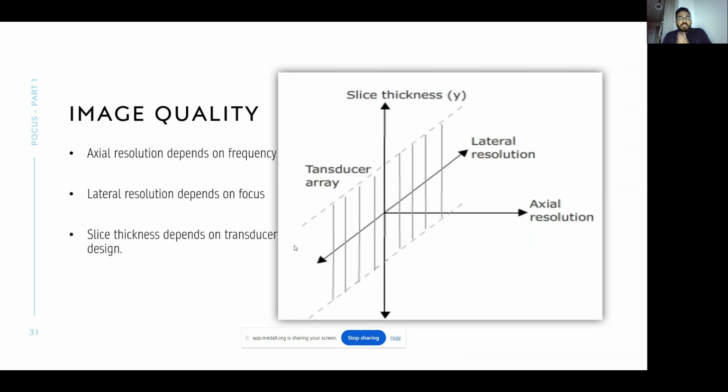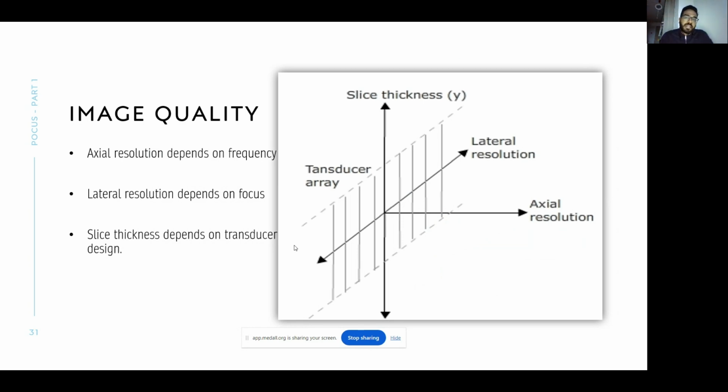So what are the things that really affect the image quality? The image quality will depend upon the axial resolution. So what is axial resolution? The ability to differentiate 2 points along the line of transmission of the ultrasound. And that is effectively dependent upon the frequency. I told you that higher frequency means higher resolution, but lesser depth because it attenuates faster. And lateral resolution basically means the ability to differentiate 2 points that are side by side. And we have just discussed that it is dependent on the focus point.